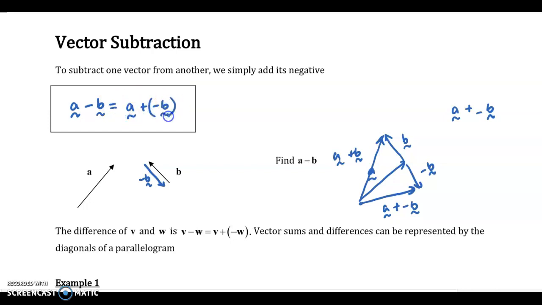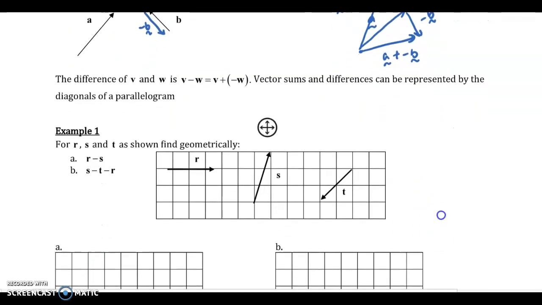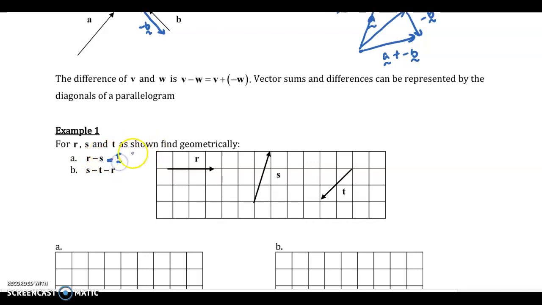So if you're given two vectors that are minus, you treat them as if you are going to add the negative of the other vector. Simple. We'll clarify with some worked examples. So if I want to get vector R minus vector S, that'll be the same as if I were to join vector R with a negative S vector.